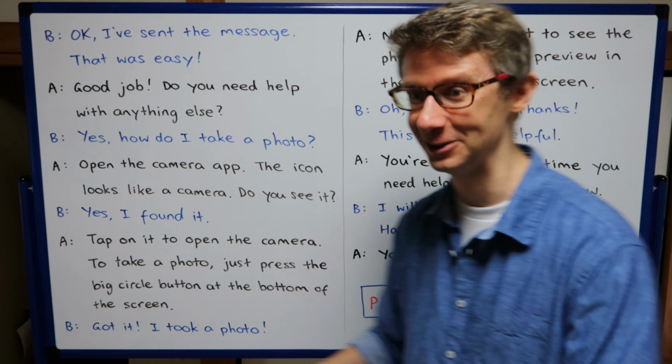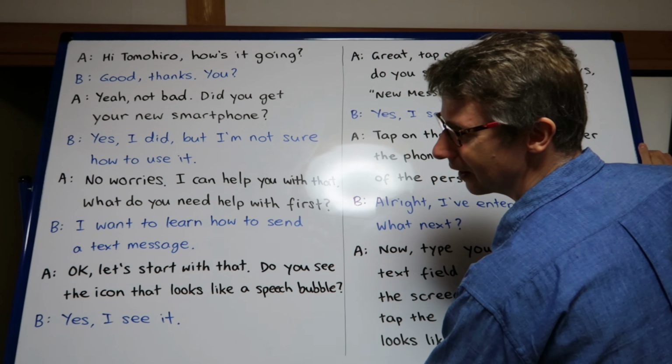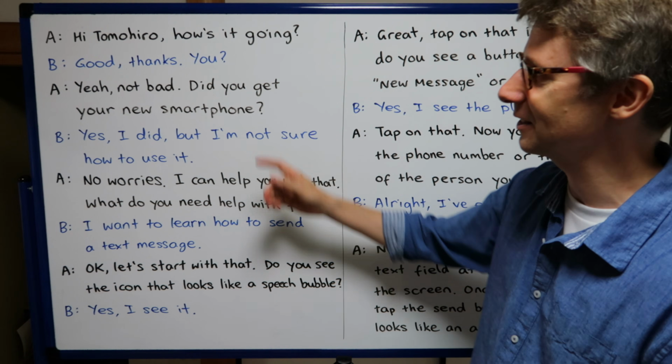Okay, how did you do? We've got one more round. This time you're A and I'm B. Okay, you ready? 3, 2, 1, go.